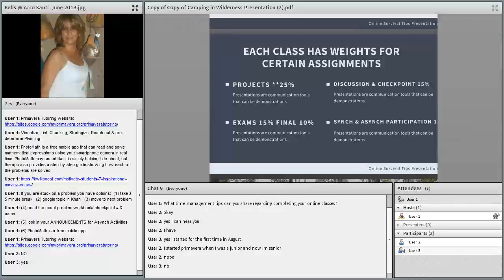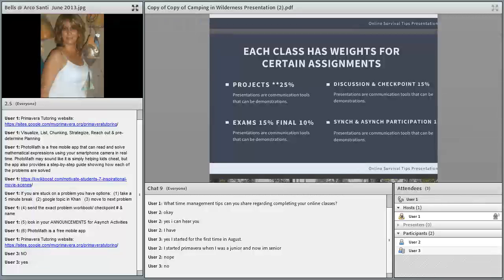The class weight for the assignments, the discussion, checkpoints, and participation are all 15%. And the exams too. So pretty much everything is 15%. Only the final exam is 10% at the end. And then workbook's not listed on here. It's only 5%. Pretty small.